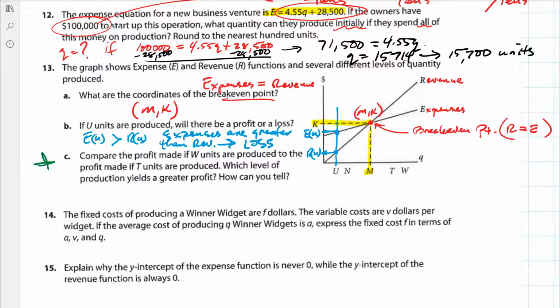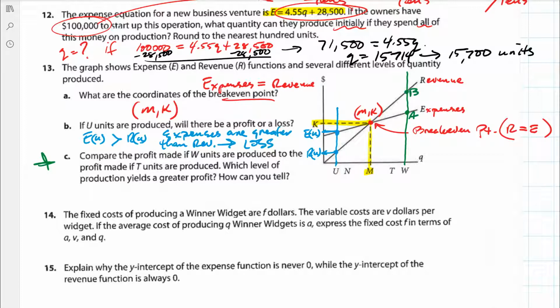Okay, so here we go. I'm going to go to wherever W is on the x-axis, and I'm going to go straight up and draw a vertical line. Now it hits the expense function at this point. Let's call this point A so I can talk about it. And it hits the revenue function at point B.